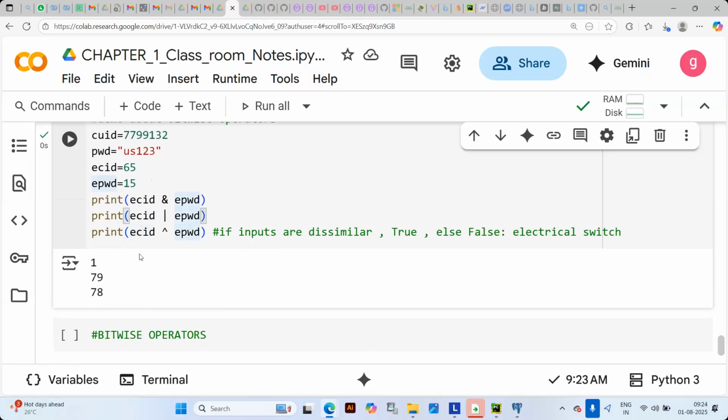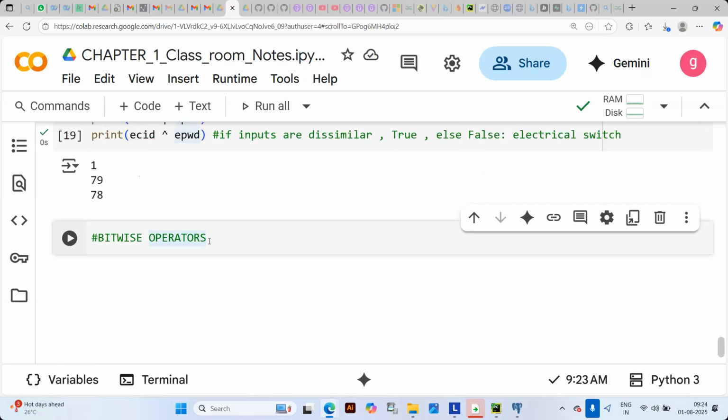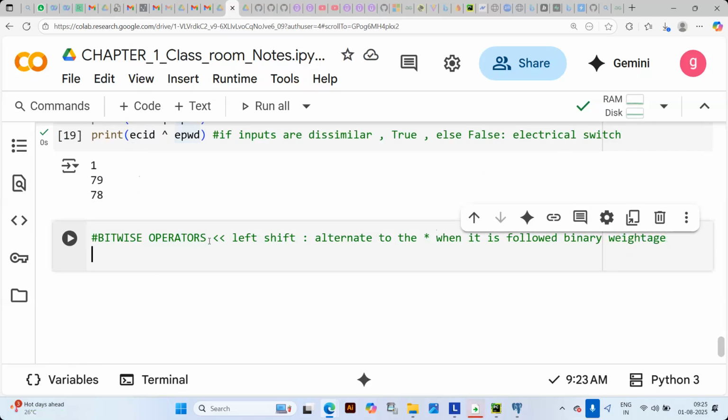Let us go with the next type of operator, the bitwise operator, such as the left shift operator. This operator will be an alternate to the multiplication operator when it follows binary weightage. Let us see now. I'll be taking the x value as 2.